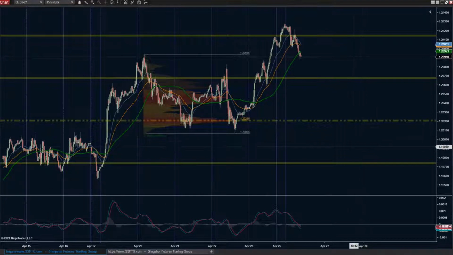Over on the euro, continuing to pull back. The previous pullback leg that we had created a very low-sided POC.